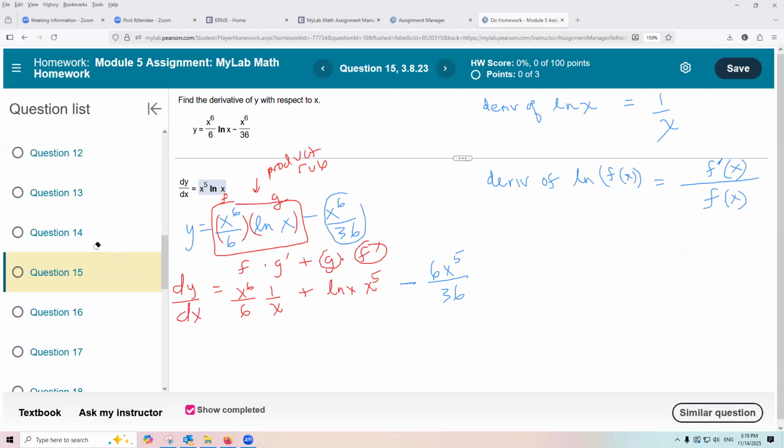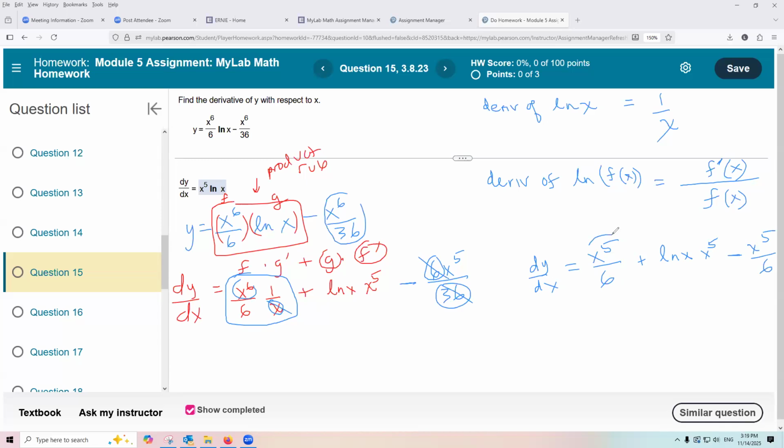One thing I'm noticing here in this first term, I can cancel out an x top and bottom for that first multiplication. So that's going to be x to the 5 over 6, right? Because this x will cancel one of the x's there, making it x to the 5th, plus ln x times x to the 5, minus, now, this is 6 over 36, so I'll simplify that and just make it x to the 5 over 6.